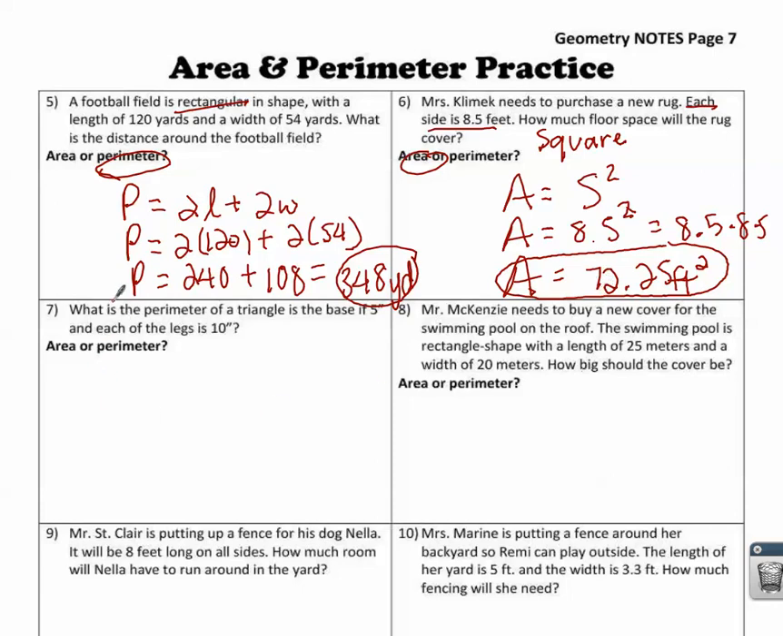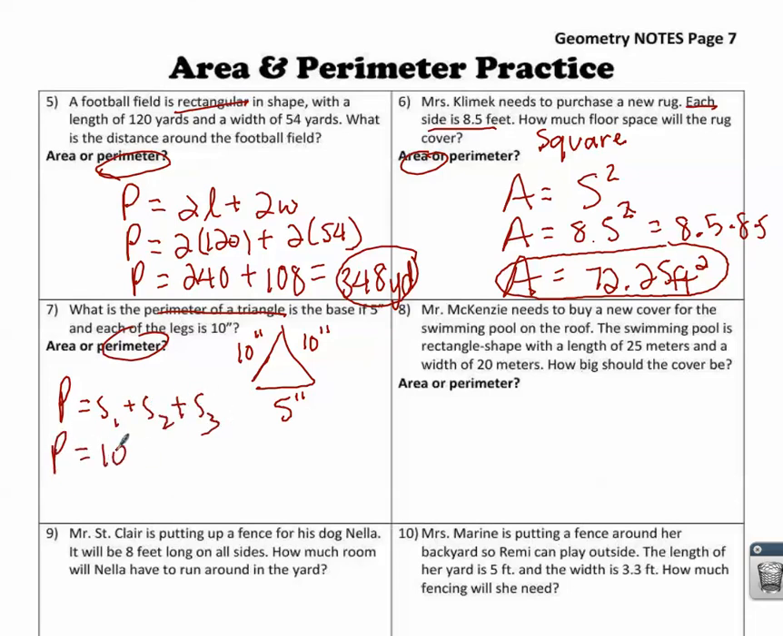Last example, what is the perimeter of a triangle if the base is 5 inches and each of the legs are 10 inches? So here's the base at 5 inches, then it tells you each of the legs are 10 inches. You're finding perimeter, so you just add all the sides together. So it'd be 10 plus 10 plus 5. So the perimeter is going to be 25 inches.